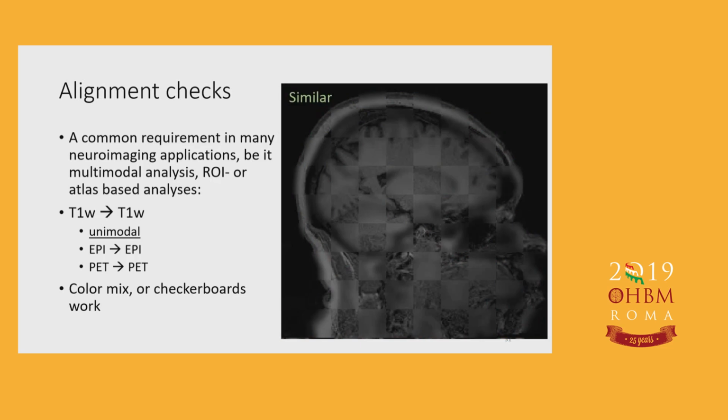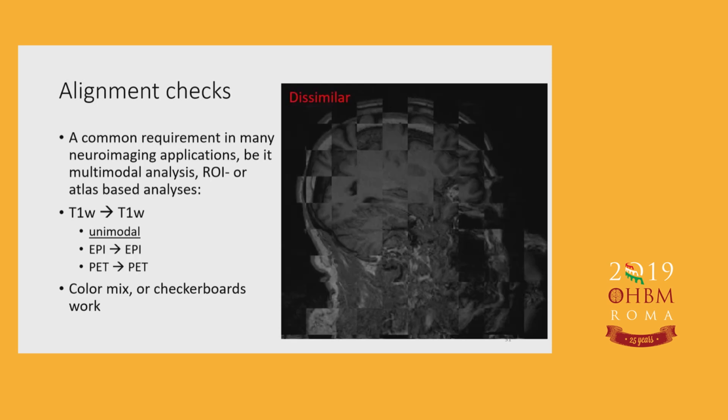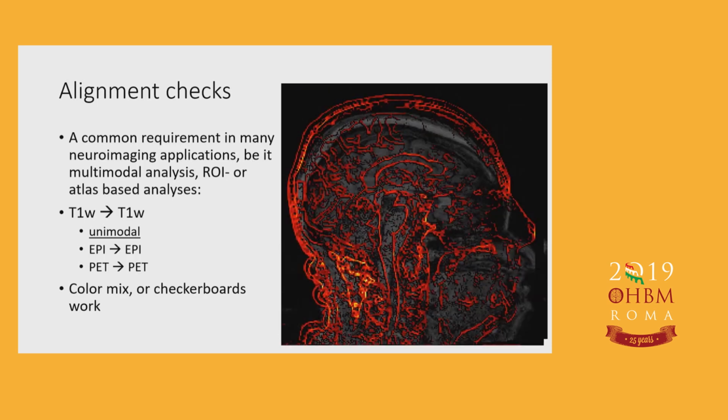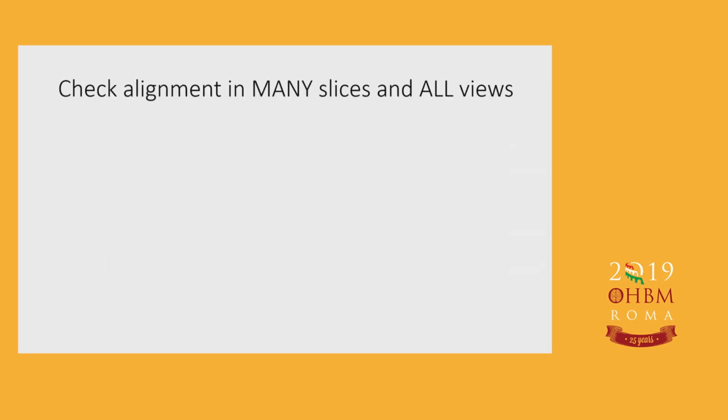Another way to do it is something called a checkerboard pattern. You display different images in the neighboring cells, left and right, or top and bottom. When they are similar or more or less aligned, you don't see much jaggedy edges. When they're dissimilar, it becomes really obvious. Another way to do it is to extract edges and overlay them on the image, which makes it quite easy.